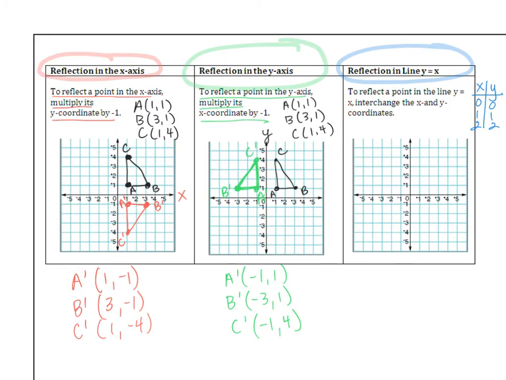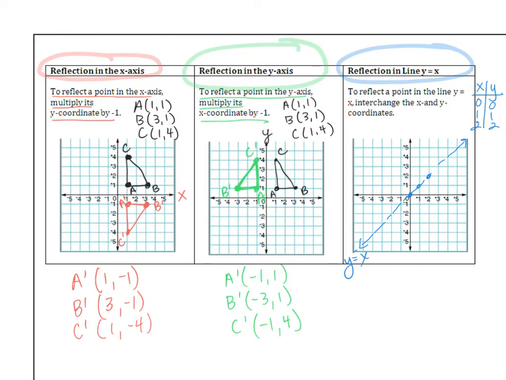Well, 0, 0, 1, 1, 2, 2. You can kind of see the idea. I'm going to dot a line through here. This blue line that I just dotted in, that is the line y equals x.